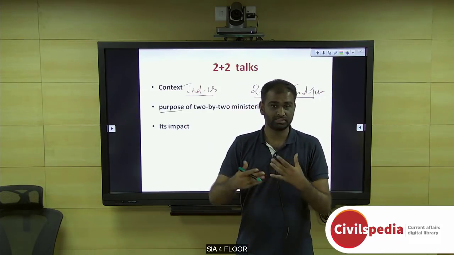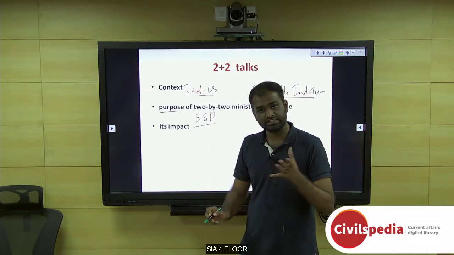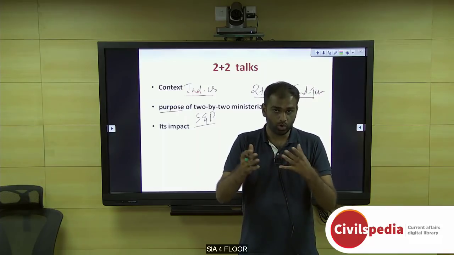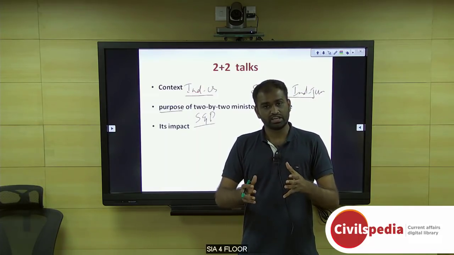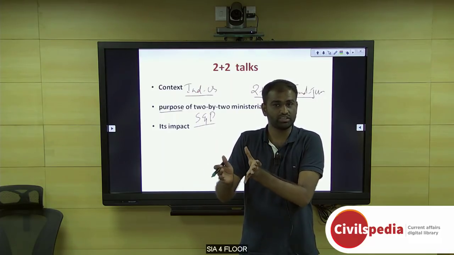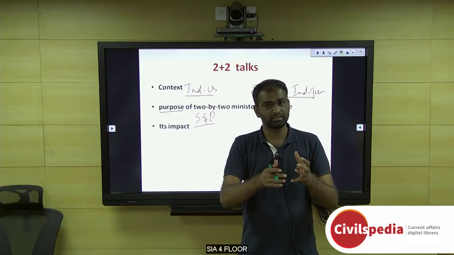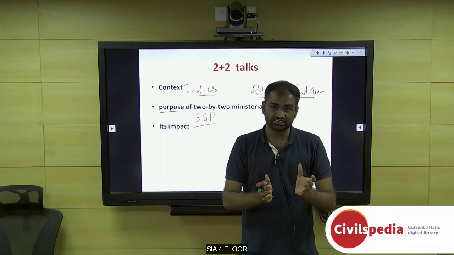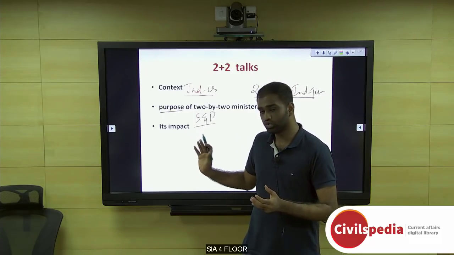Its main purpose is basically to increase strategic and defense cooperation between India and USA. If you look at cooperation between India and USA, especially after the post-liberalization era, even though cooperation has been increasing year on year, this cooperation has been fairly confined to economic cooperation. Comparatively, defense and strategic cooperation has been lagging behind. To basically increase this strategic and defense cooperation, these two countries have initiated 2+2 talks.